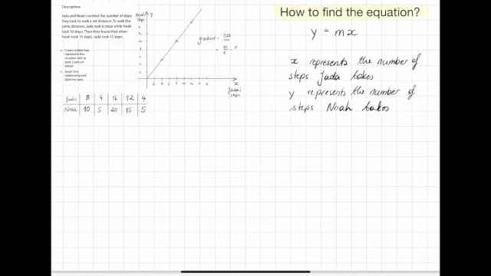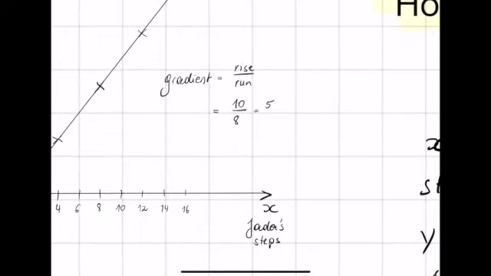And all we need now, and we have done that and found that already, is that m here. And this m represents the gradient. So m is the gradient. And we have found the gradient here already in our last video. Remember, gradient equals rise over run. So we have here rise over run, that's our gradient.